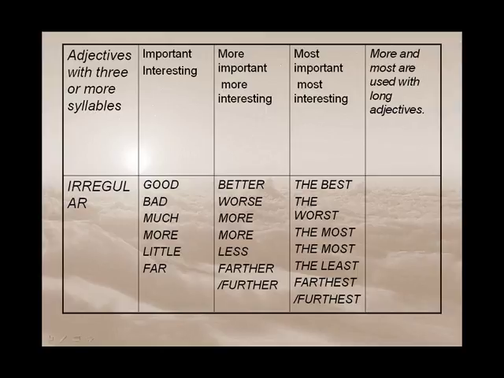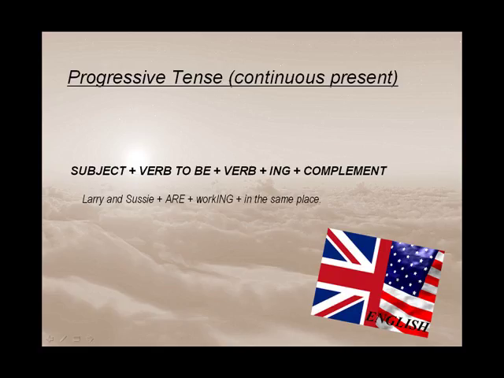For adjectives with three or more syllables, we always use more and most. Here we have important, more important, most important; interesting, more interesting, and so on. We also have irregular adjectives, like good, bad, much, little, far. Good, comparative better, superlative the best. Bad, comparative worse, superlative the worst. Much, more, the most. Little, less, least. Far, further, furthest.